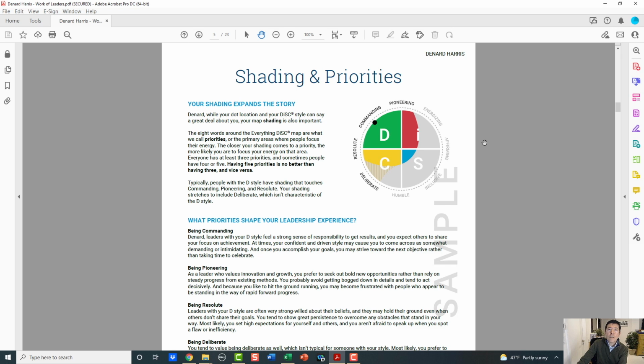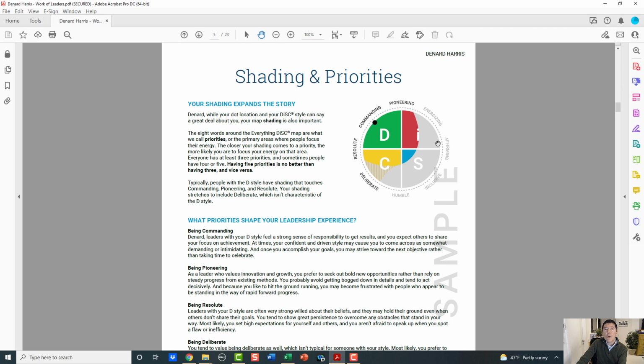This next page talks about their style and their priorities. You can see the 8 words around the circle, with some being bolder and some being grayed out. The ones that are bolder are the priorities associated with their DISC style. Typically, there are 3 priorities closest to the black dot, but in this case, this leader also has a 4th priority of being deliberate. And you can see here with the shading in the circle that they do have shading in the I, S, and C quadrants to varying degrees.